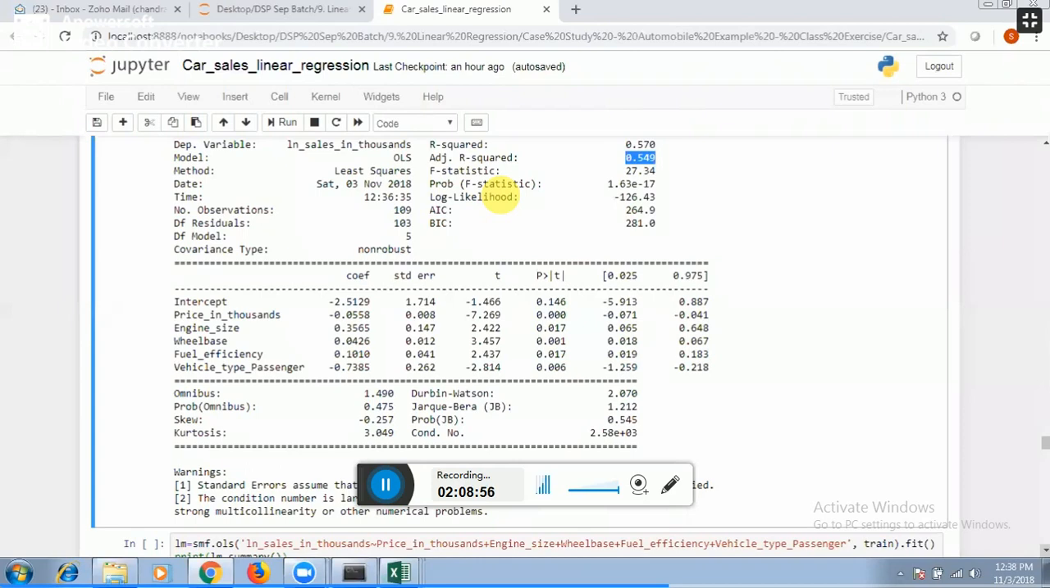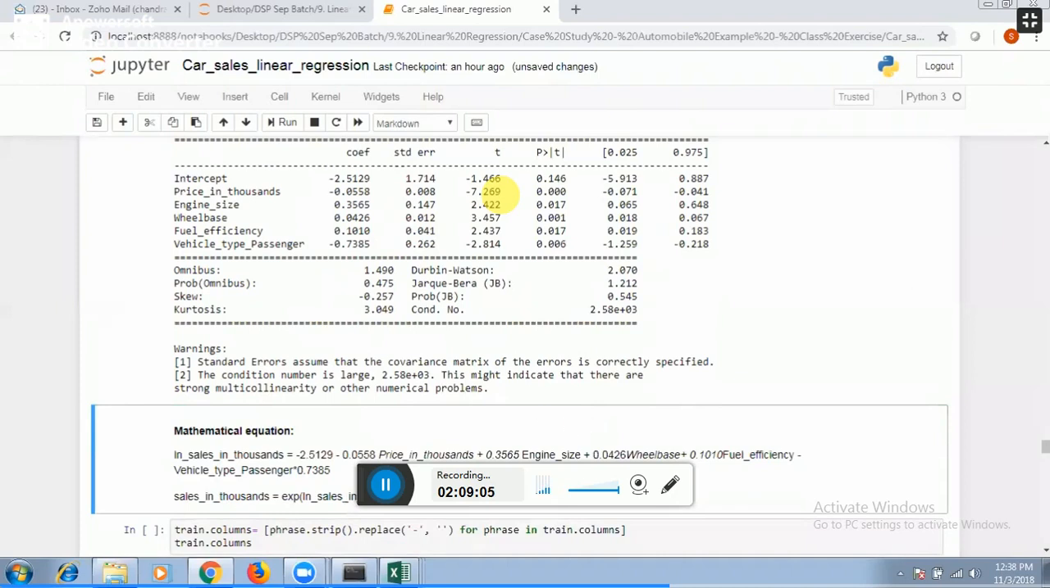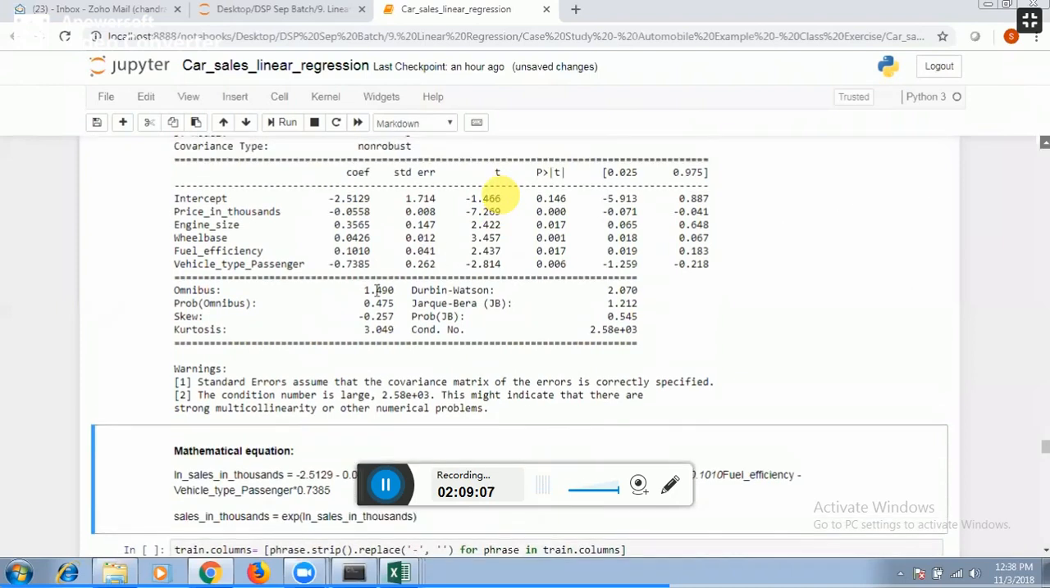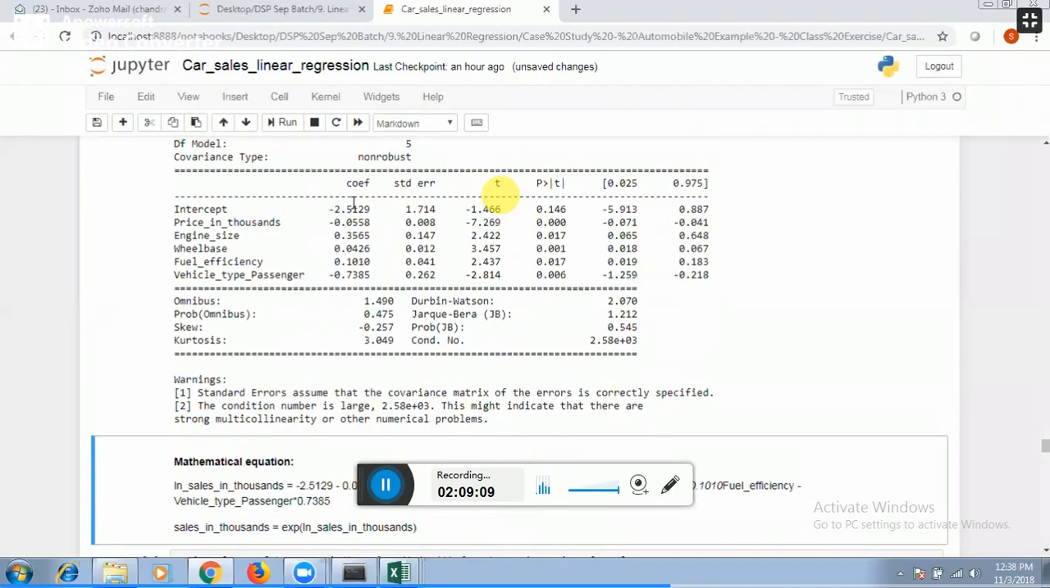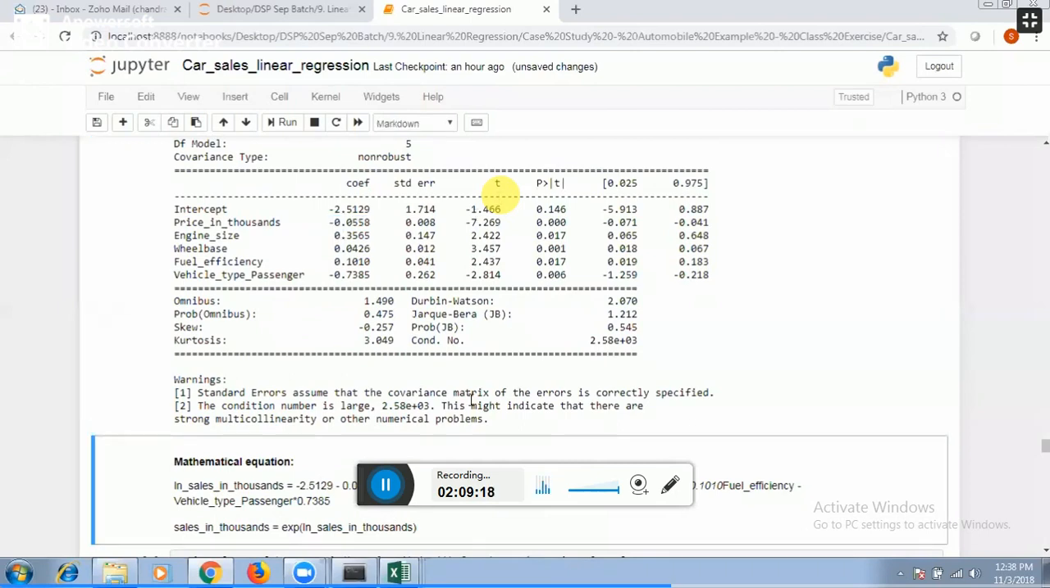Right? So that is the first thing you need to do. Once you are sure with this one, these are the list of variables which I want to use. Now what will your mathematical equation be? My intercept is 2.5129 and 0.0558 is my price in 1000. And like this you can create my final equation.